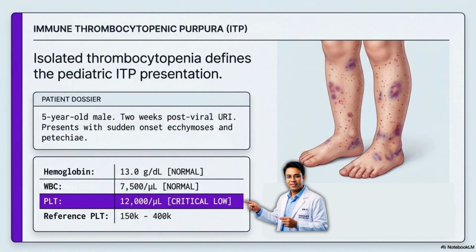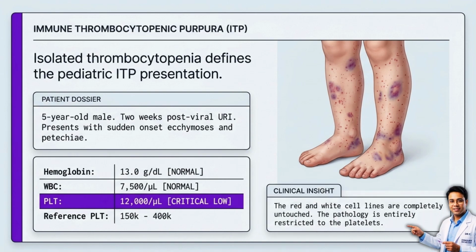When we look at his lab readouts, his hemoglobin is normal at 13 and his WBC count is normal at 7,500. However, his platelets are critically low at just 12,000 compared to a normal reference range of 1.5 to 4 lakhs. Your clinical insight here is crucial. The red and white cell lines are completely untouched. The pathology is entirely restricted to the platelets. So how exactly are these platelets destroyed?